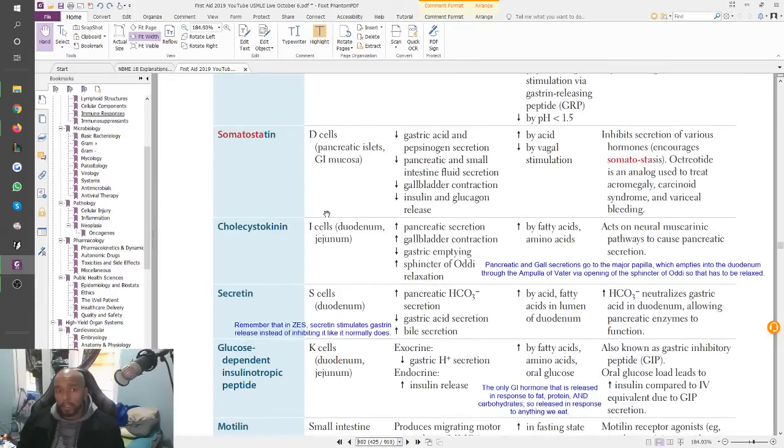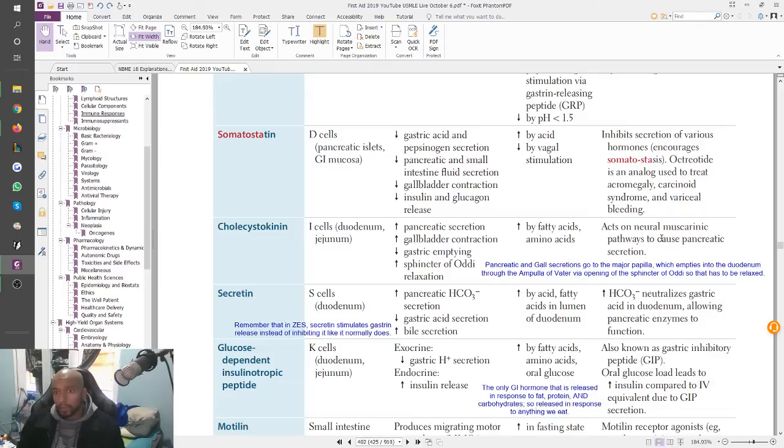So CCK right here, I cells, it actually increases pancreatic secretion, increases gallbladder contraction, slows down gastric emptying so you can digest, and it increases sphincter of Oddi relaxation. Right? Pancreatic and gall secretions go to the major papilla, which empties into the duodenum through the ampulla of Vater via opening of the sphincter of Oddi. So that has to be relaxed. Okay, so CCK is important for normal pancreatic function as well. Okay. And that's definitely something you can get questions on.